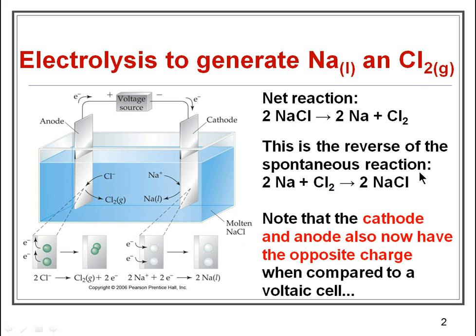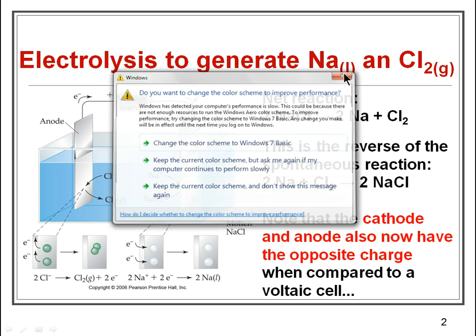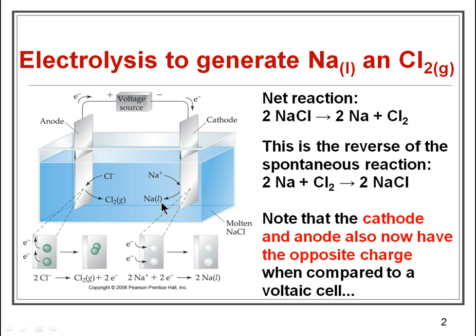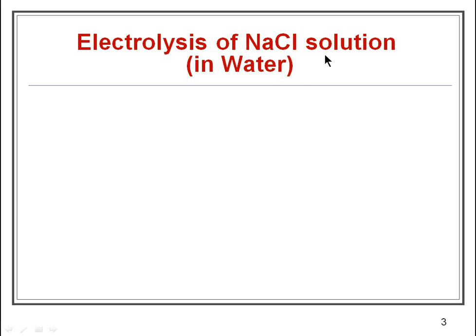And this is the reverse of the spontaneous reaction. When you apply chlorine gas to sodium metal, you get sodium chloride. But here we are breaking the sodium chloride apart by applying external voltage. So you will get chlorine gas on the anode through oxidation, and liquid sodium, or metal in liquid form, on the cathode through reduction reaction. So the main difference is that the cathode and anode now have opposite charges compared to voltaic cells. Let's see electrolysis of sodium chloride solution in water.